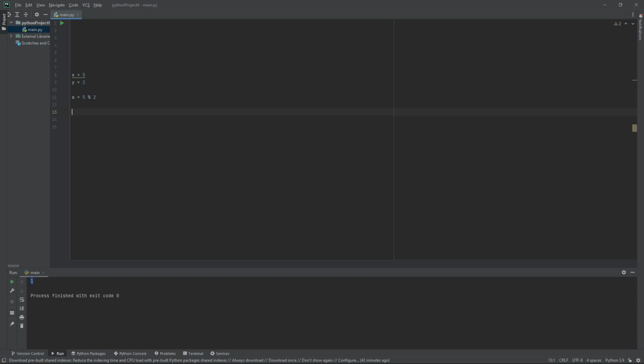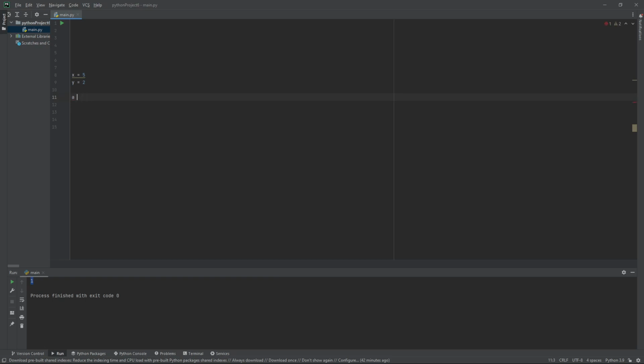Yeah, basically the gist of arithmetic there. But now we're going to go into assignments. We're just going to do some assignment operations here. So we have x. We're just going to do something like this, actually.